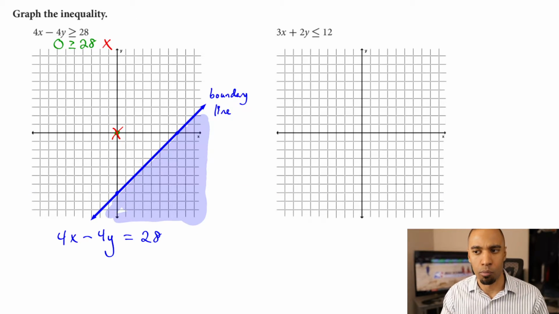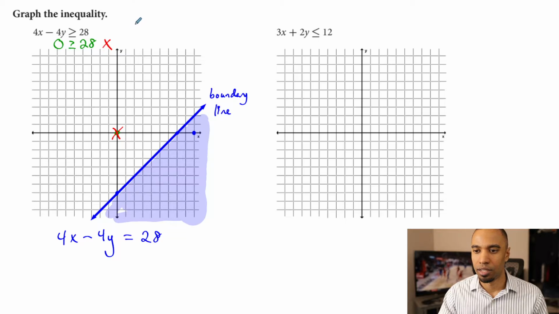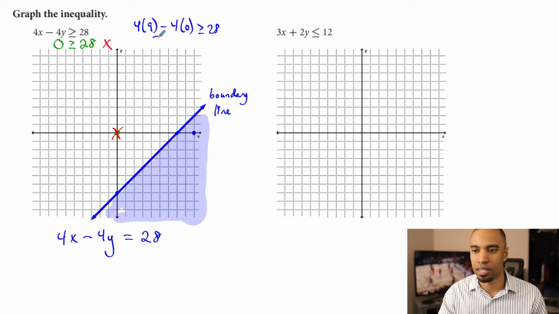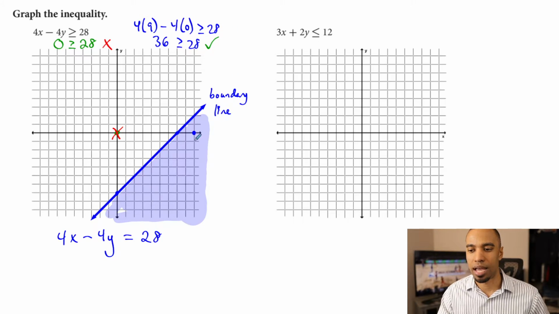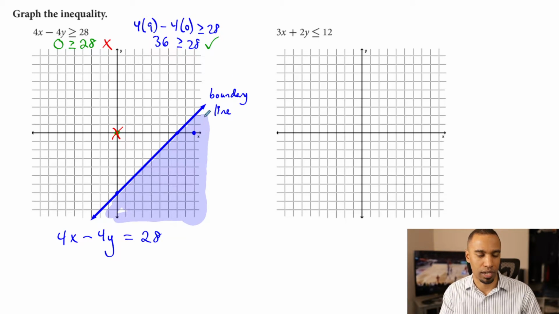And let's make sure one of them works. I'm not going to do this for any other problem except this one. Let's try an easy one like 9, 0 right here. 4 times 9 minus 4 times 0 is greater than or equal to 28. That is 36 minus 0 is greater than or equal to 28. 36 greater than or equal to 28, that checks out. So everything else on this side will check out as well.